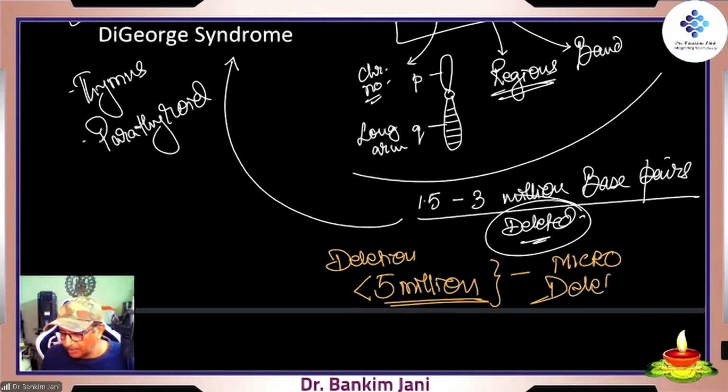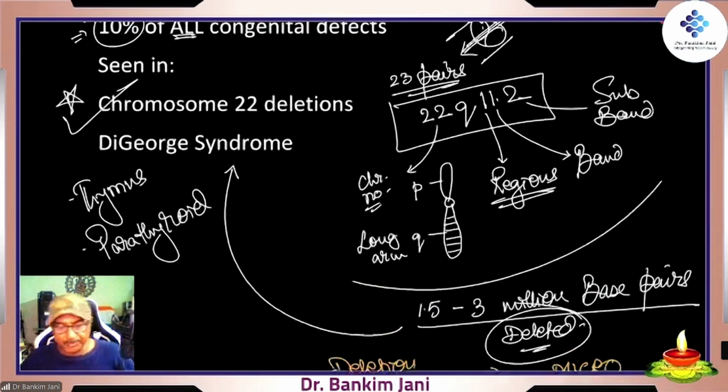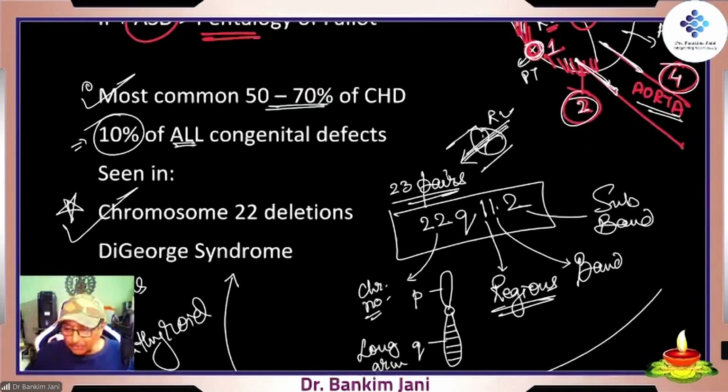Micro deletions. So in tetralogy of Fallot, why does it occur? Why are so many things occurring? Because this important area, that is 22q11.2, is affected, right?